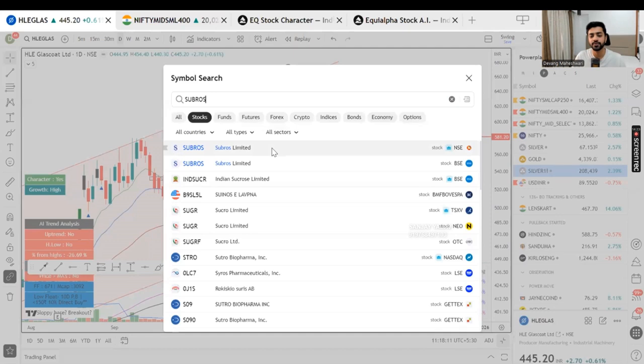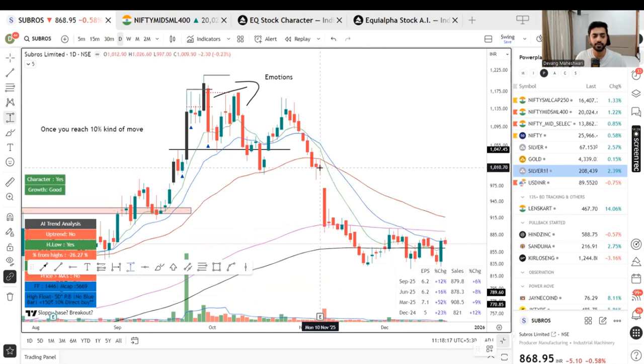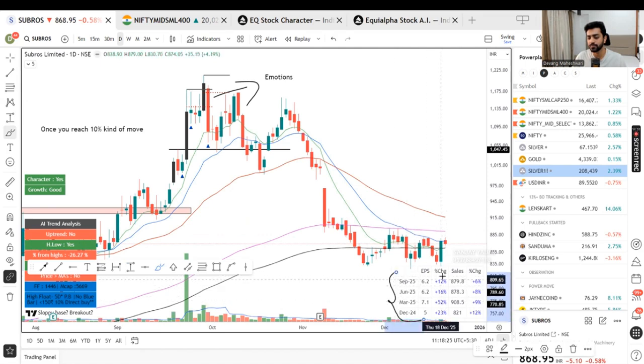Subros, this is again a gap down here on result day. Now look at this, someone was talking about consistent double digit. It had all consistent double digit. EPS 12%, 1650, 223. Sales also 1298, kind of stable. But then still it happened.